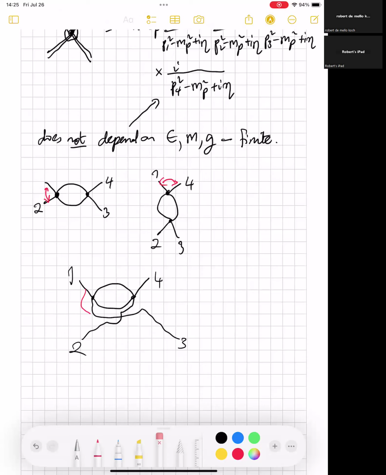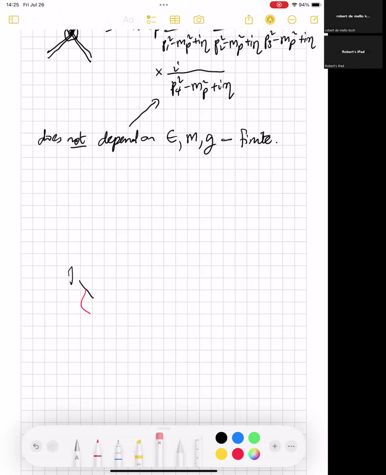Good. If you were dealing with some other theory that had, say, more than one coupling constant, maybe you had a quartic and a cubic vertex, then you would have one extra renormalization condition, and that would define your cubic coupling constant.